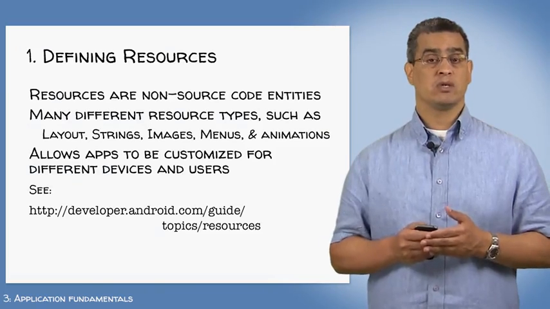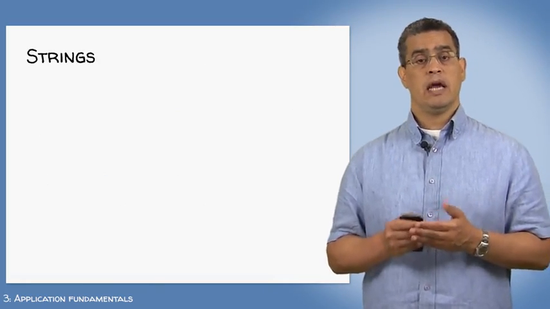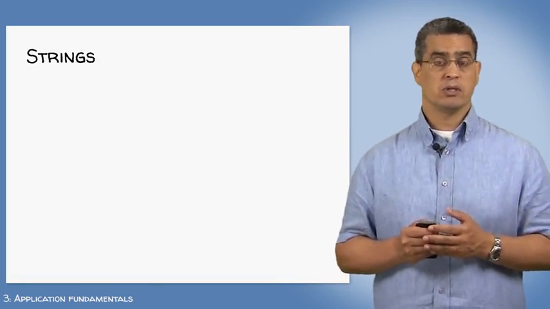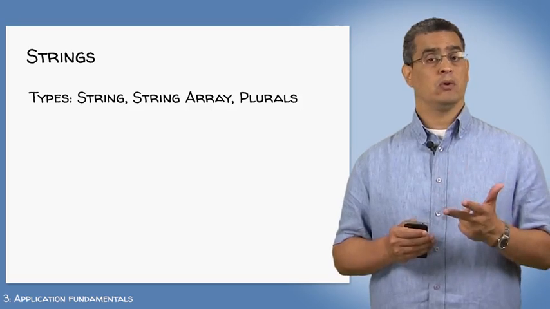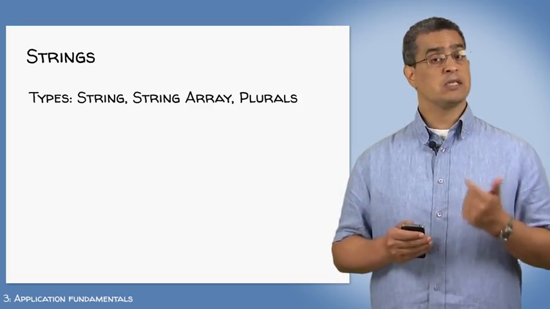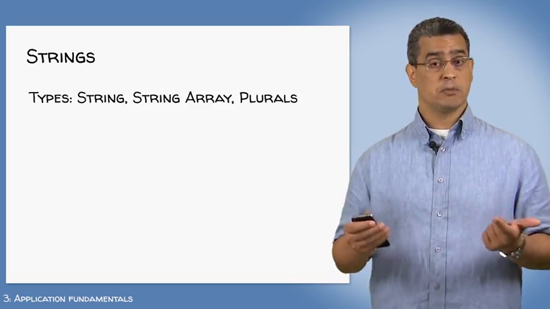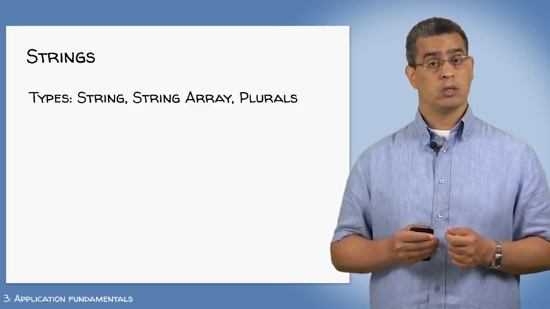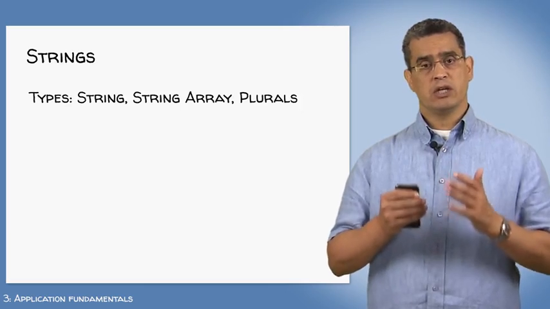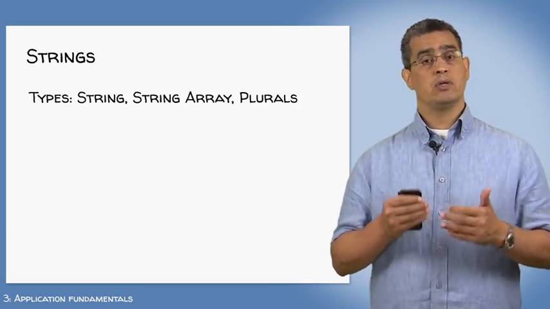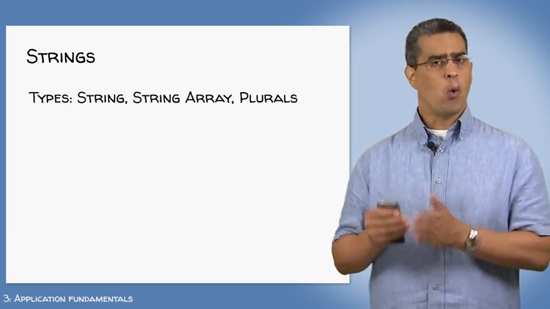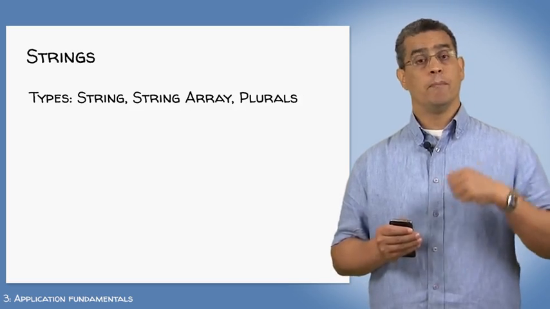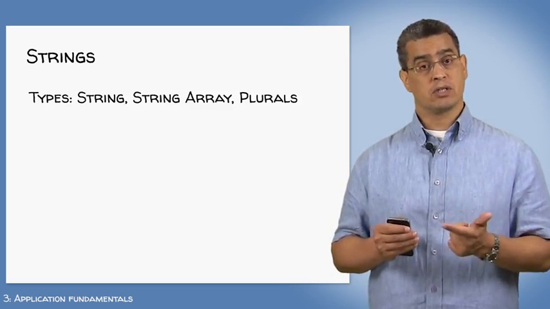One common resource type is strings. In Android, there are 3 types of string resources: individual strings, arrays of strings, and plurals. Now, I think strings and arrays of strings are pretty self-explanatory. Let's talk about plurals. Plurals are basically string arrays that can be used to choose specific strings that are associated with certain quantities, such as 1 book or 2 books.